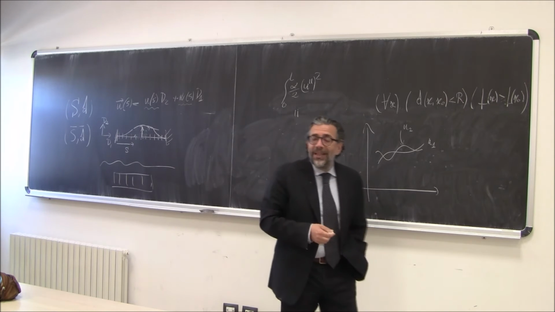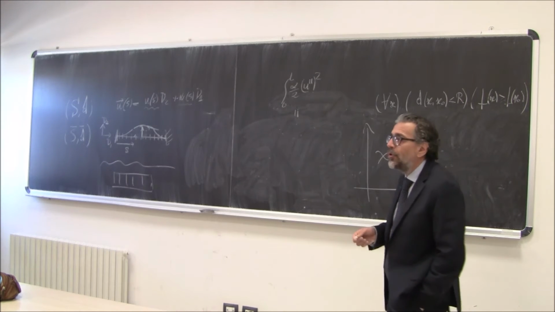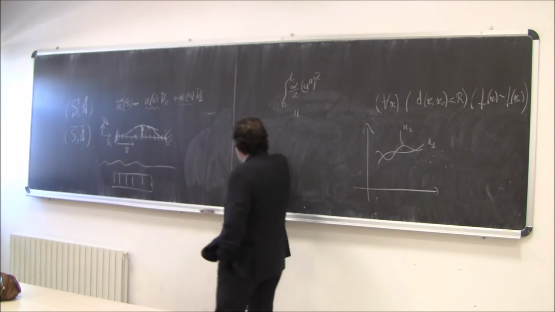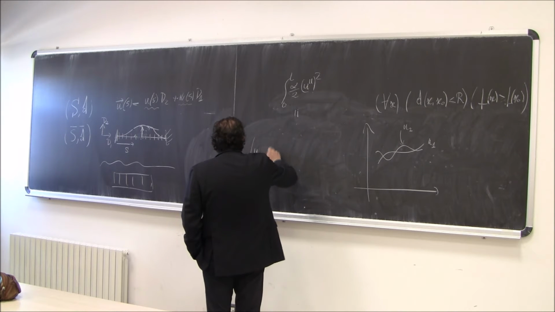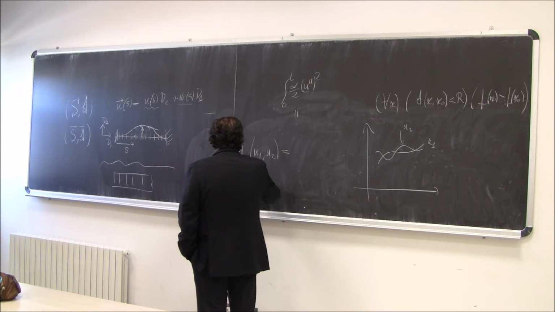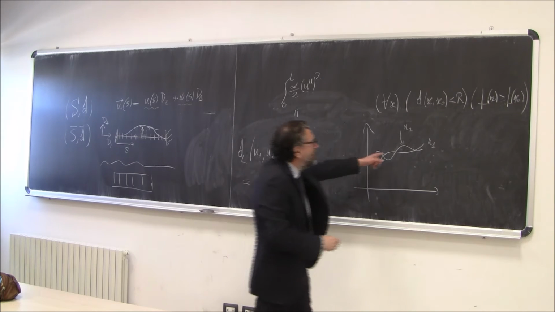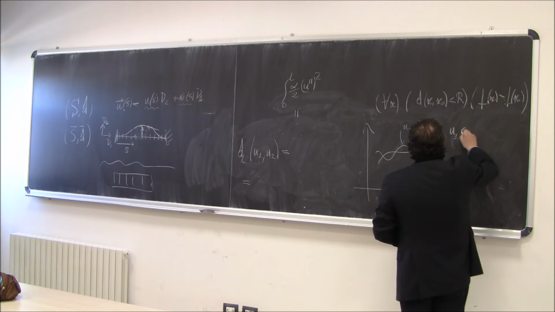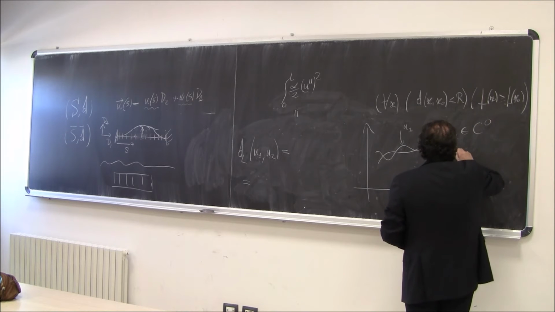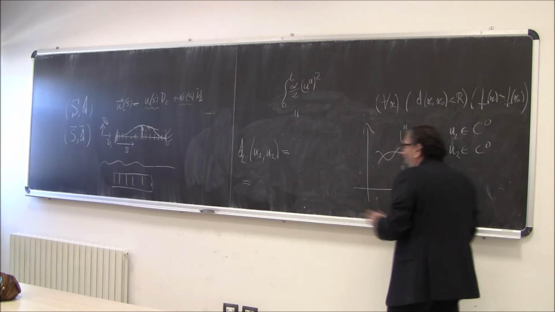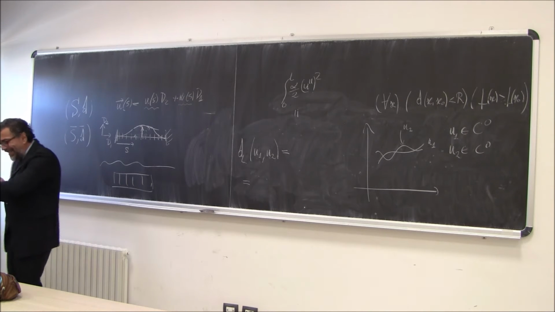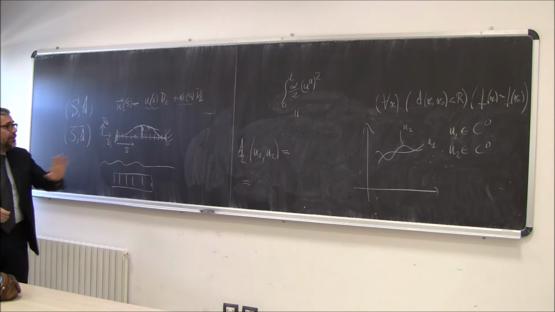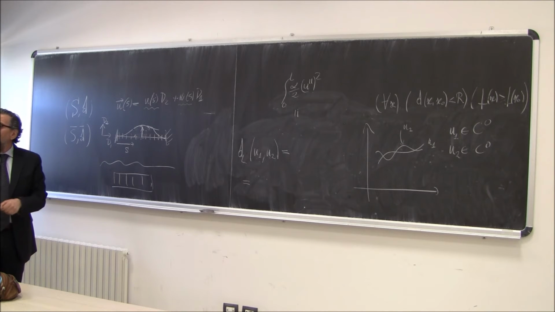Lagrange invented a metric which is called Lagrange metric. So dl of u1, u2 is by definition, Lagrange assumes that u1 and u2 belong to C0. For an engineer, this request is clear. I want a beam, and this beam is not broken in the process of deformation.